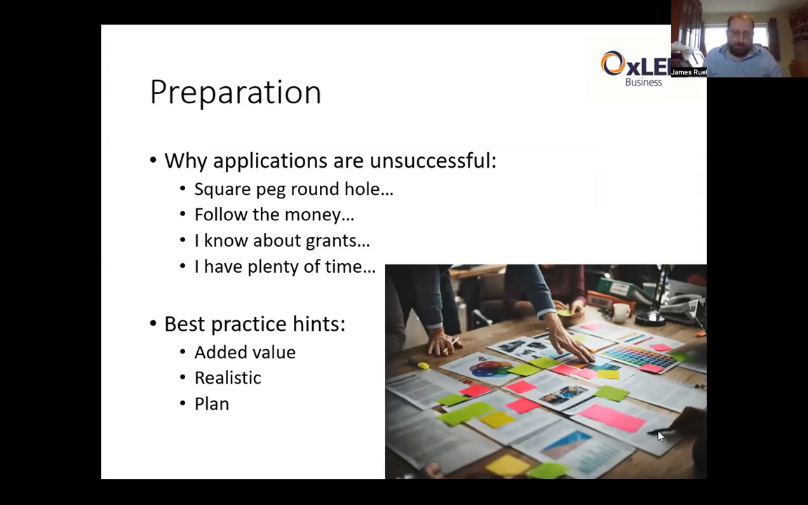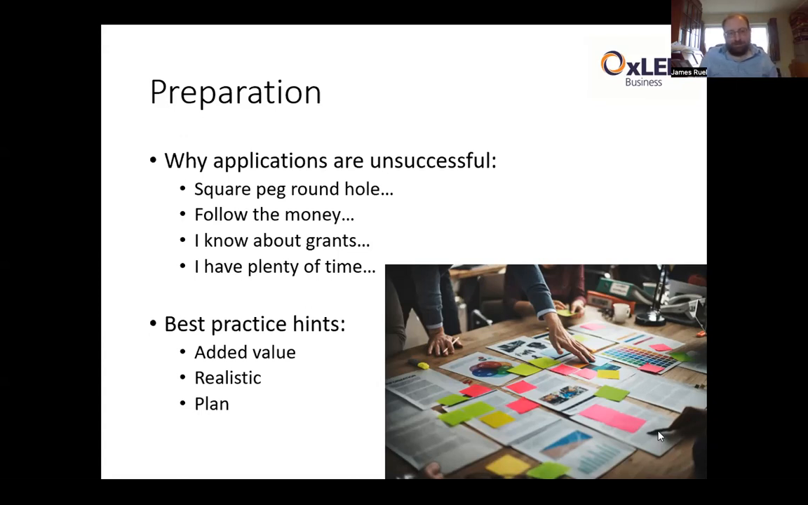So the first stage is the preparation stage. So why are applications unsuccessful? Because you're trying to fit a square peg into a round hole. So you have a grant project idea, you're looking for a source of funding, you've seen one, and you're going to shoehorn that project into this funding stream no matter what.